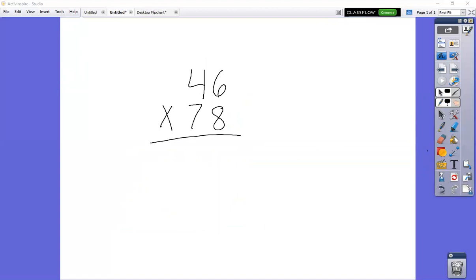Okay, so the first thing we're going to do, we're going to pretend that 7 isn't there. We're just going to do what we normally do if we're doing 46 times 8. Okay, we're just going to do that. So we're going to do 8 times 6 is 48. Put the 8 down there, the 4 up here. We're going to do 8 times 4, which is 32, plus 4, 36. Okay? And now we are done with our 8. We can get rid of that, we can get rid of that. We're done with our 8.